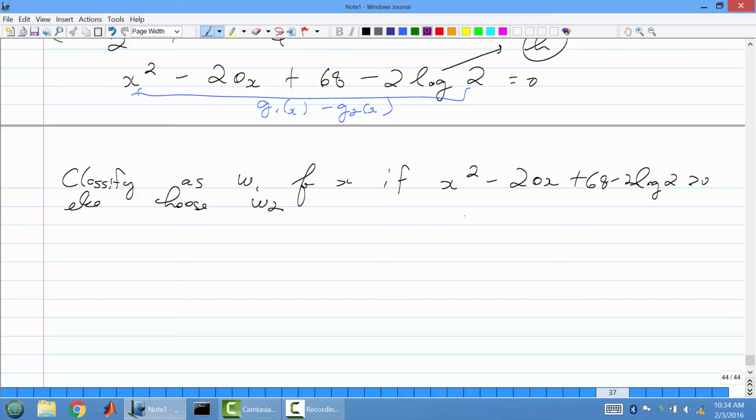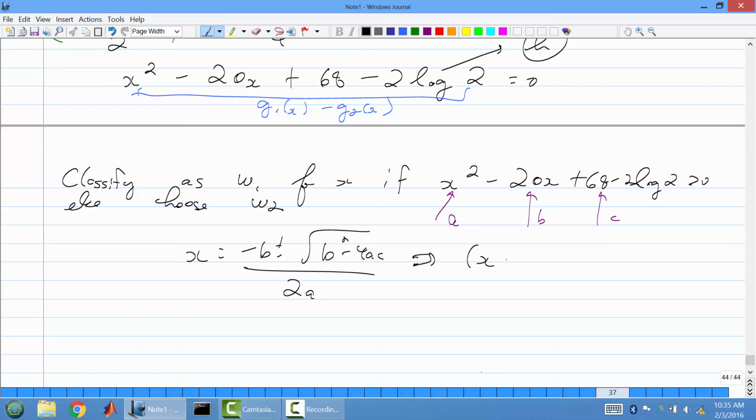Okay, so you can put this into your quadratic formula. This is a, b, and this is c. If you remember, it was minus b plus or minus the square root of b squared minus 4ac, over 2a. When you compute this and factor it, you get x minus 4.2219 and x is 15.7881, and you're going to check to see if this is greater than 0.